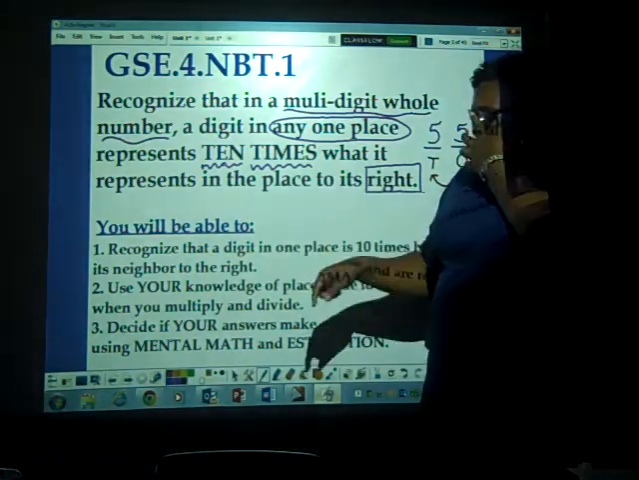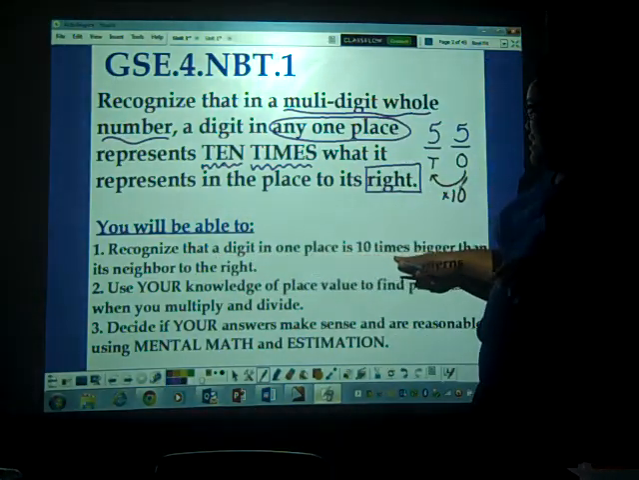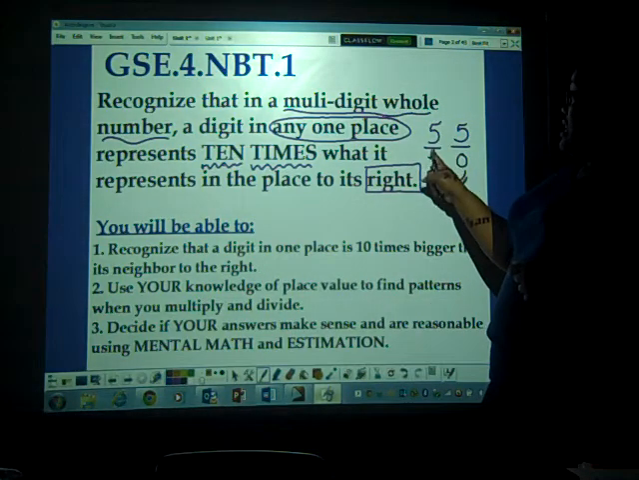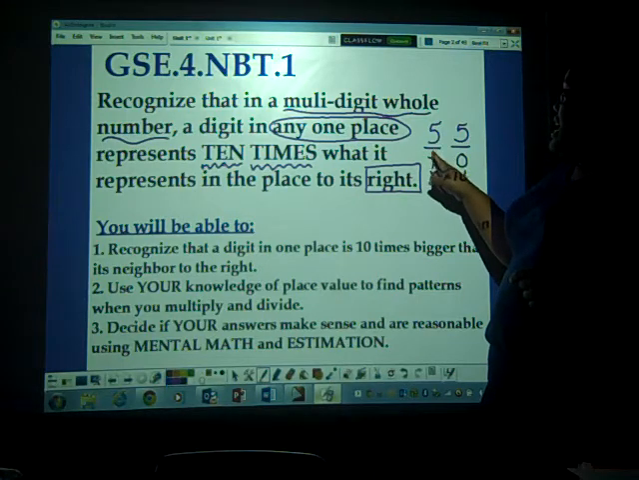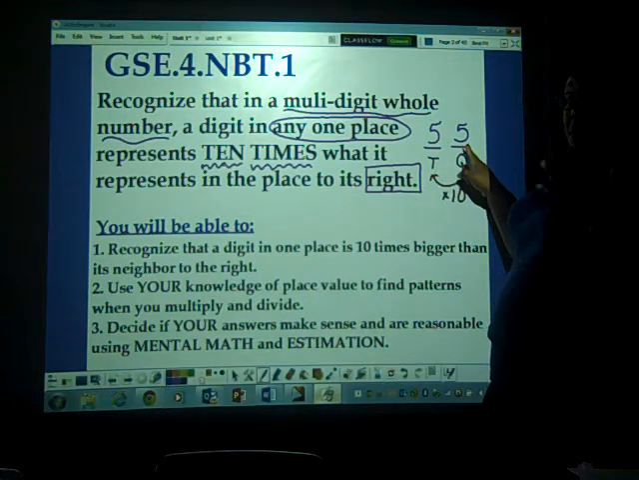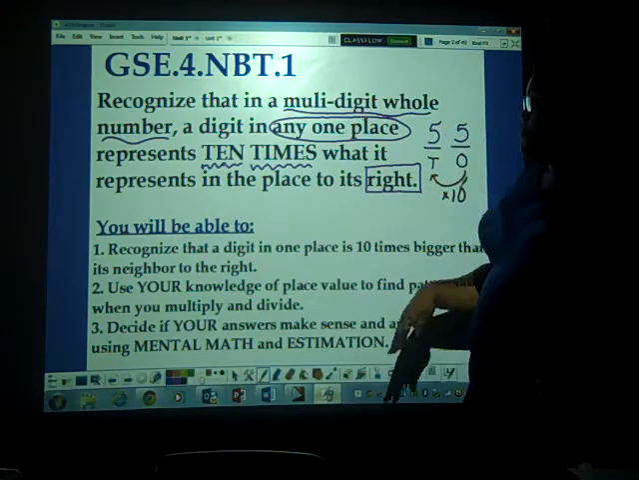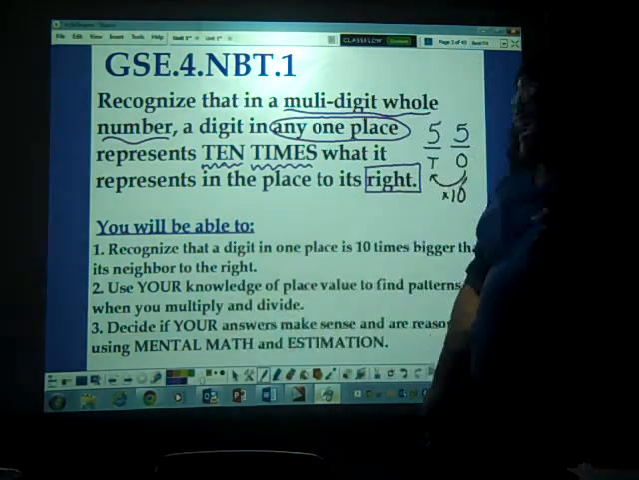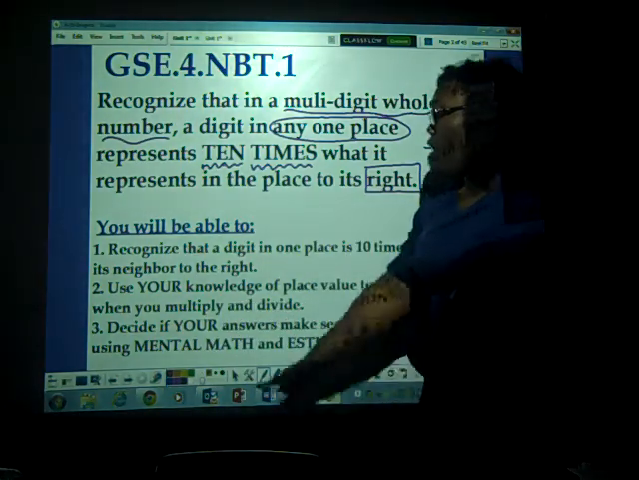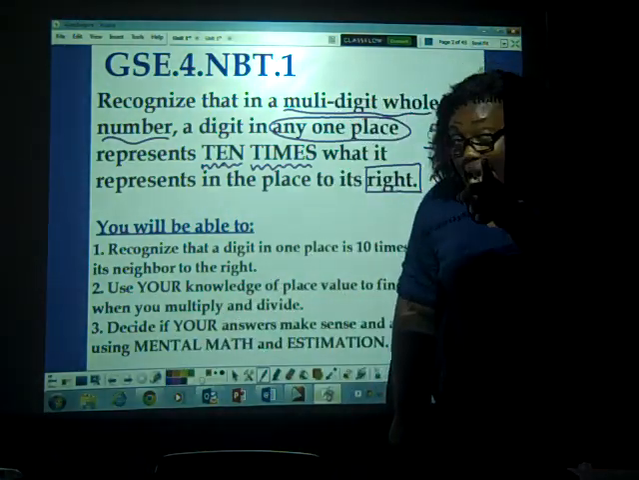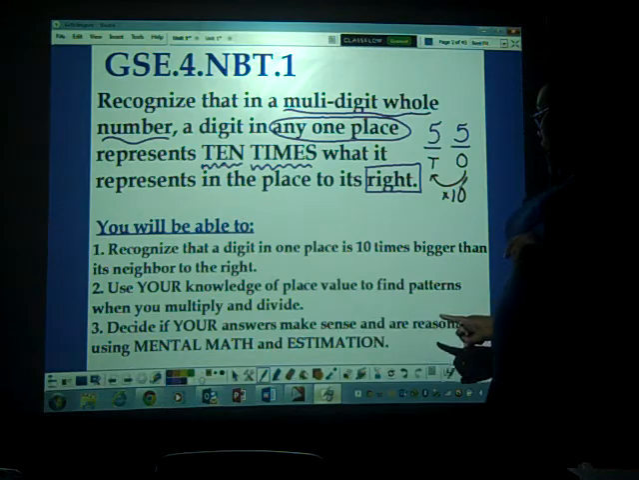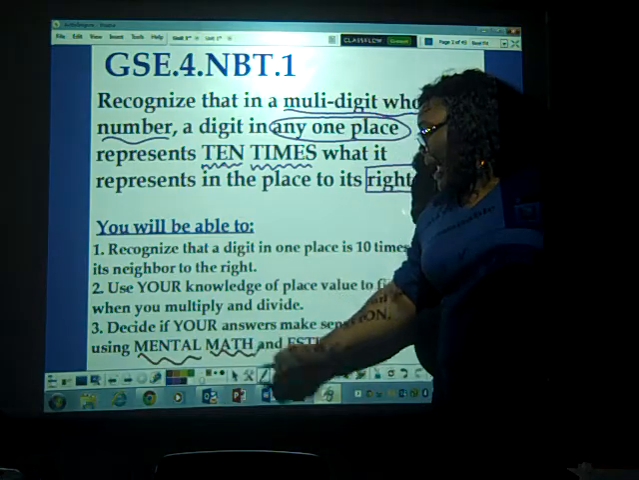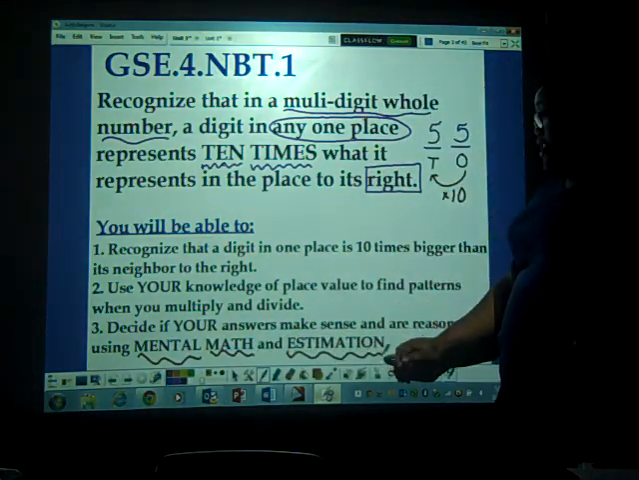You'll be able to, in this video, recognize that a digit in one place is 10 times bigger than its neighbor to the right, like we did right here. This 5 in the place value of the 10s is 50. 50 is 10 times bigger than 5. That's just an example. Use your knowledge of place values to find patterns when you multiply and divide. And my favorite, decide if your answer makes sense and is reasonable using mental math and estimation.